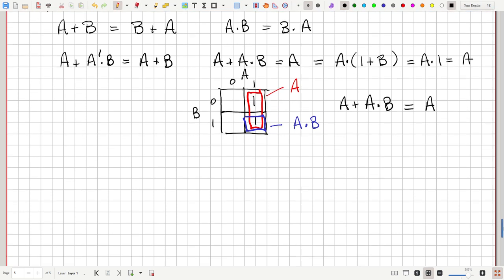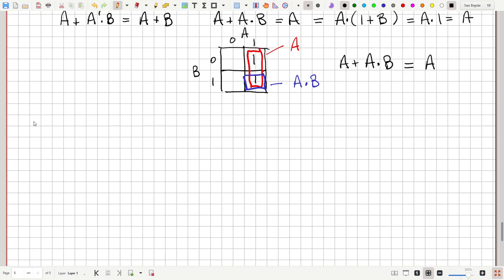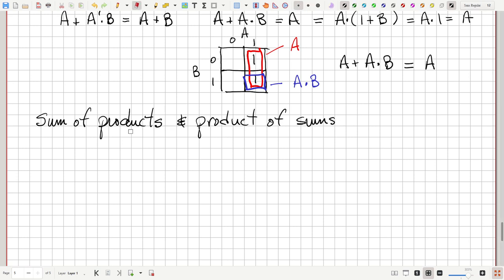Now, let's introduce the idea, which will become very important later when we talk about larger logic functions with more than two inputs, of what we'll call a sum of products and a product of sums. The word product plays on the fact that the AND operation looks like a product, and the OR operation looks like a sum.